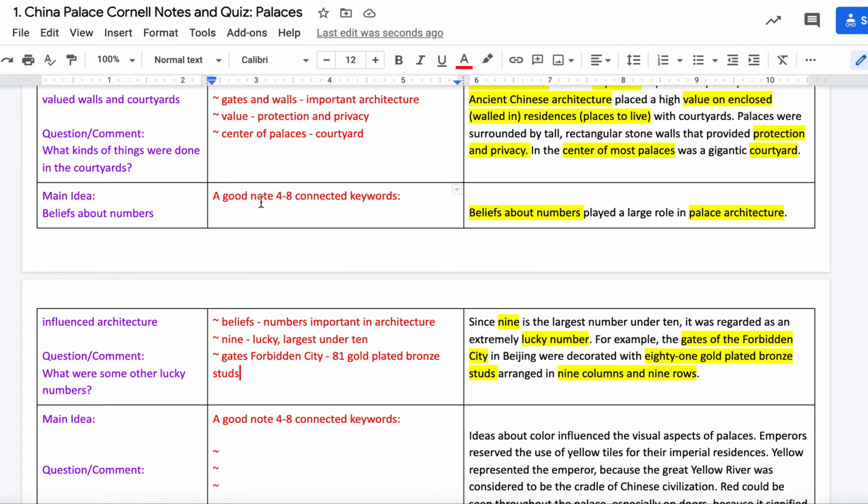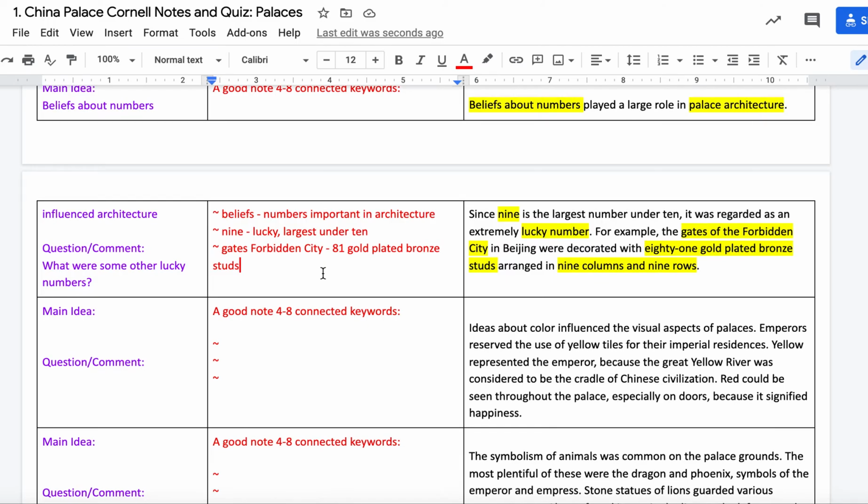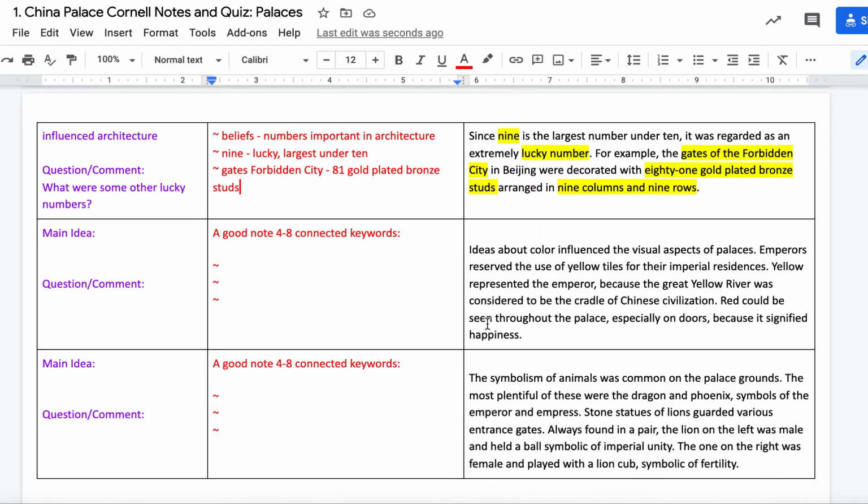Okay, so you'll notice a good note is 4 to 8 connected keywords. And I just made it under because I had 8 here. And this one right here has 5 words. This one has 5 words. So you want your good words to be between 4 and 8. If it's less than 4, it doesn't have enough detail. If it's more than 8, then you're rewriting too much. Let's go on to this next one.